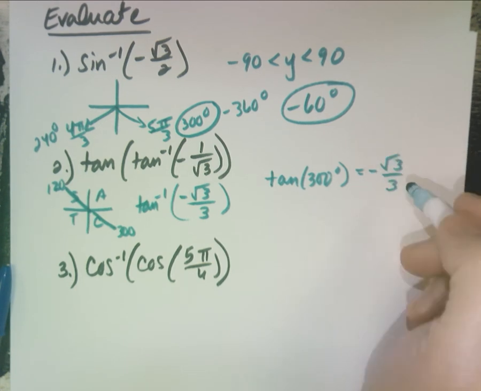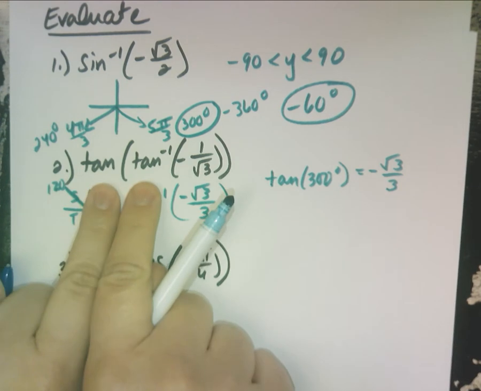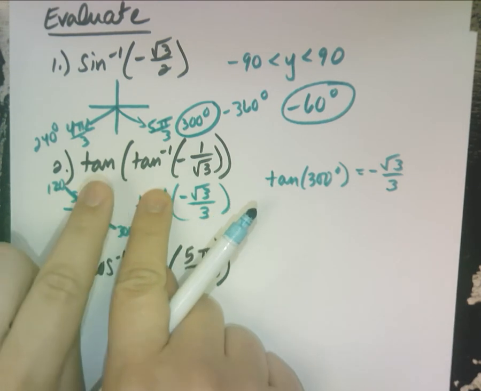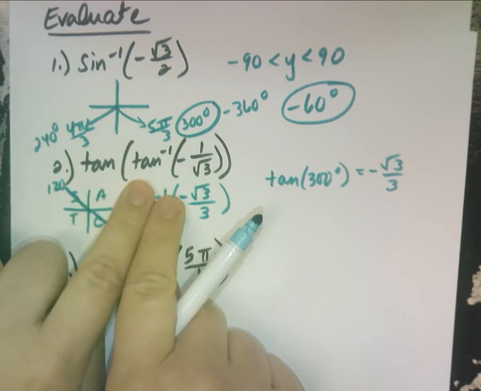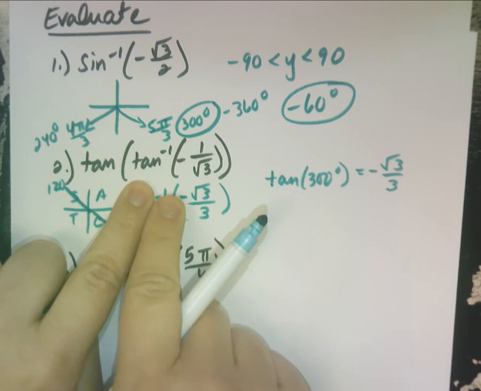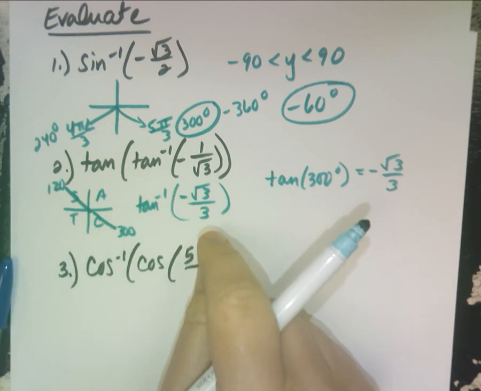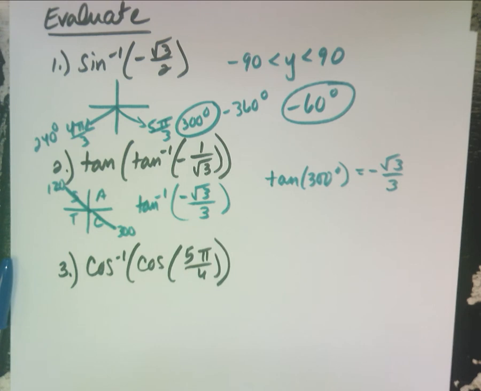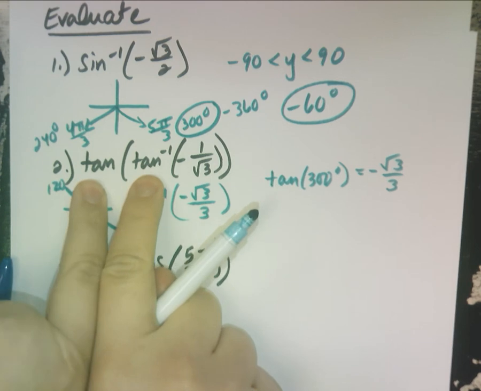Oh, look at what you had done. You took the tan of an inverse tan. What happens when you take the square root and square it? What happens to that? Doesn't it pop back out? They're inverse functions. These are inverses of each other.